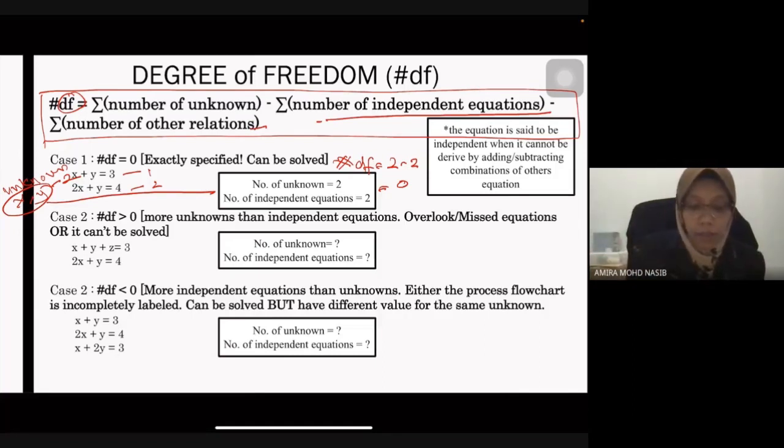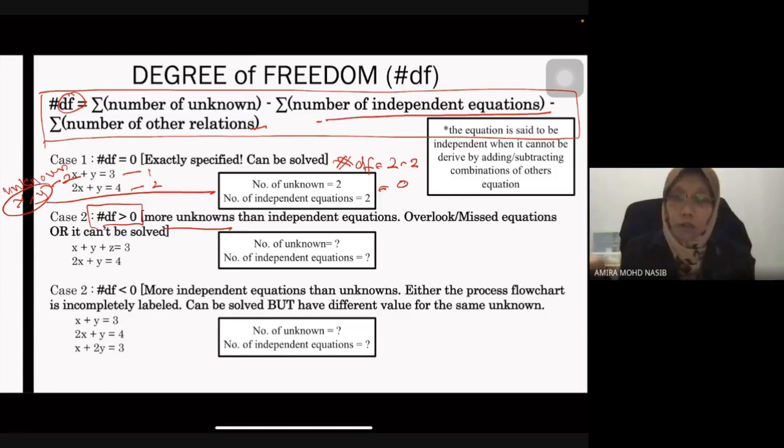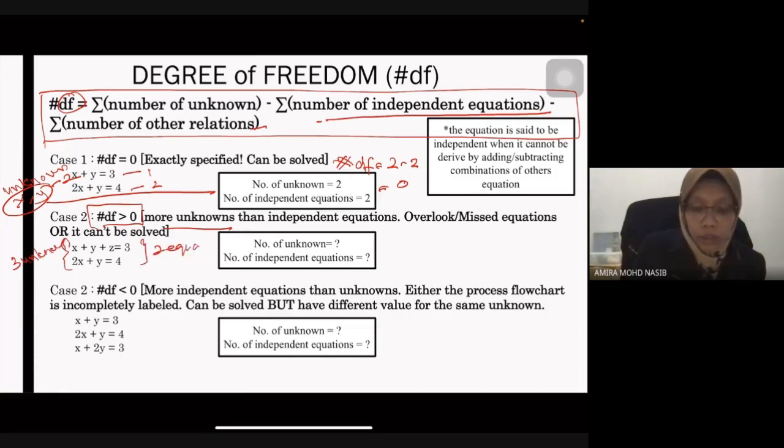Next is the case where the degree of freedom is more than 0, where you have more unknowns, a lot of things to find compared to the equations that you have. Sometimes you miss an equation or some info in the question, or perhaps the question cannot be solved at all. For example, look at x, y, z. You have 3 unknowns but only 2 equations. So the degree of freedom here is 3 minus 2 equal to 1. More than 0, it cannot be solved, or you need to find another equation to make it 0.